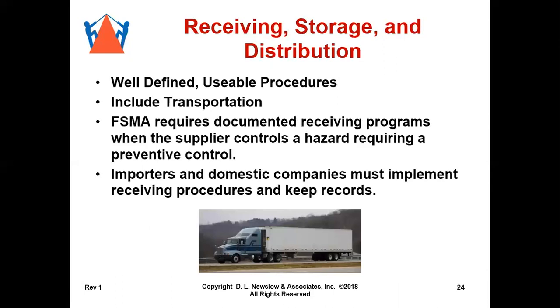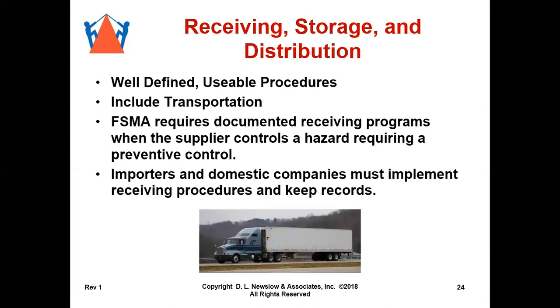Receiving, storage, and distribution, very important. It should have well-defined, usable, what I mean is user-friendly procedures. Transportation is key. Inspecting the trucks before they're loaded, making sure that they're protected. There's no hazard while it's being delivered, especially if it's a risk item that must be frozen or refrigerated. How are they transported? Is it transported with hazardous chemicals or anything that could cross-contaminate?